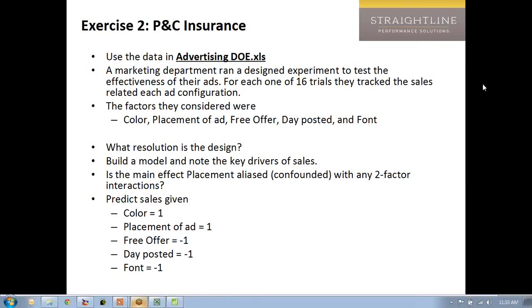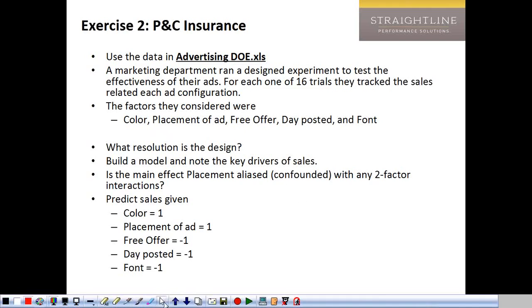They ran a designed experiment to test the effectiveness of their ads, and for each of 16 trials, they tracked the sales related to each ad config. Factors they considered were color, placement of the ad, whether there was a free offer, what day it was posted, and the font. Okay, so let's take a look at the data first. It's always helpful.